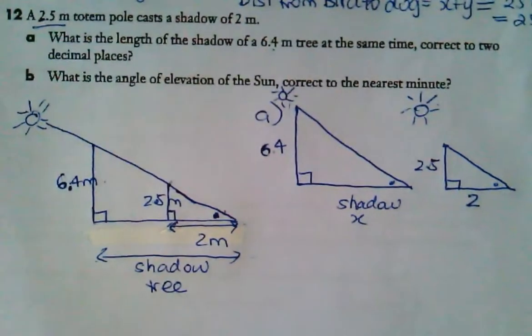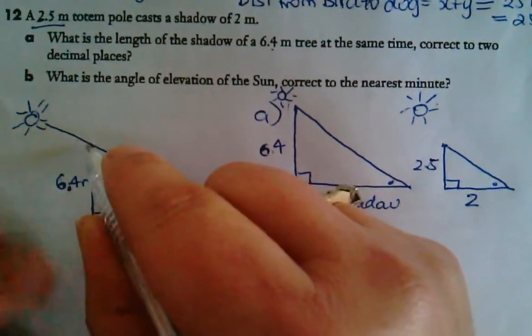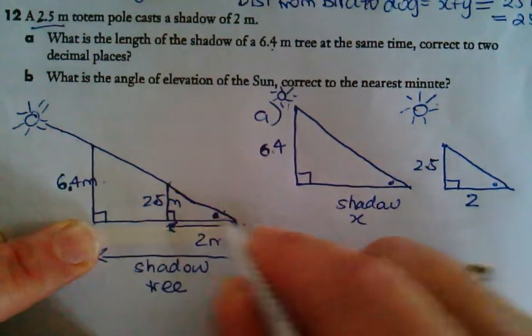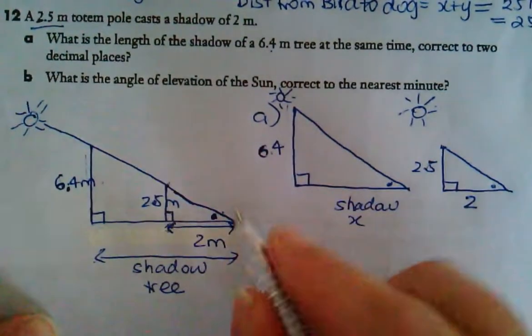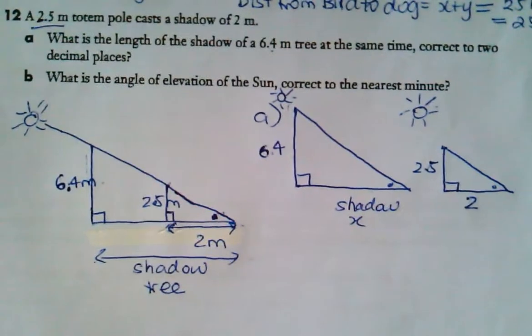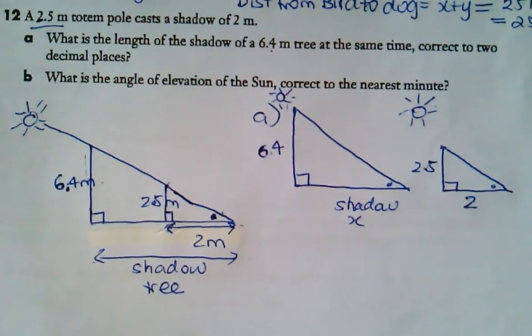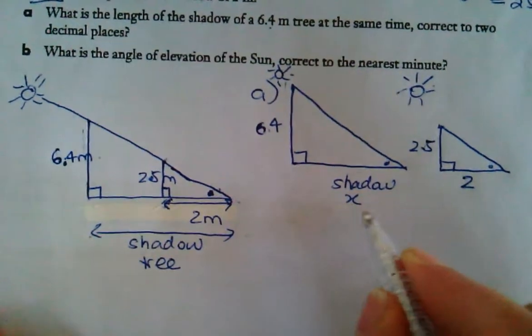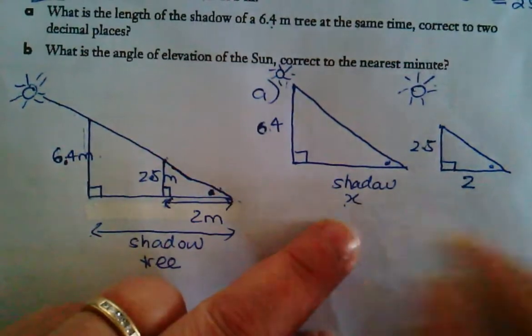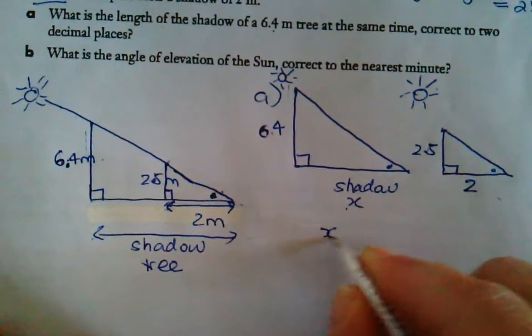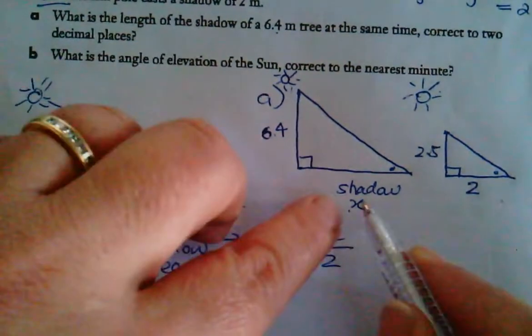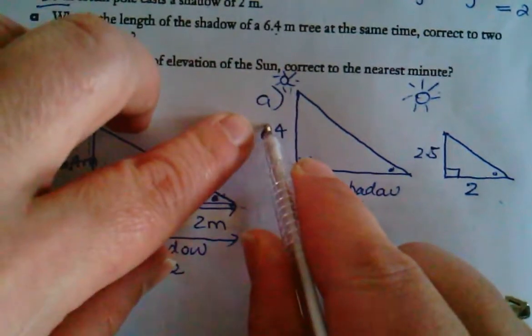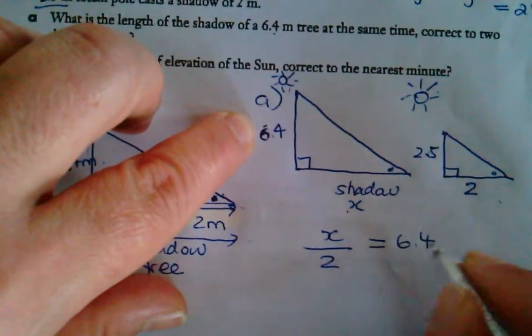So, because it's the same time of day, we have to assume the tree is vertical to the ground. We have to assume the pole is vertical to the ground, but we draw them within the same triangle. So this angle here is the same. In other words, the two triangles are similar. We've got similar triangles. Now, do you remember how we set up and worked out the missing side in this triangle? We go X, what side does X match with? Anyone? X over 2 equals, we started this in 302. X over 2 equals 6.4 over 2.5.